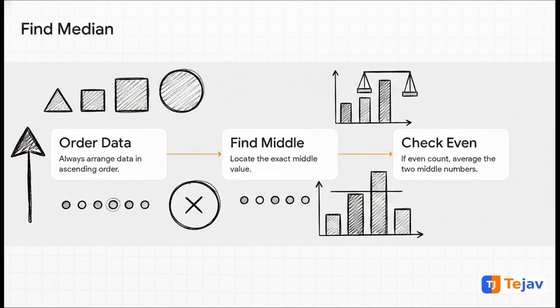If you have an odd number of items, say 5 numbers, your middle value sits perfectly right in the center. But what if you have an even number of items, like 4 numbers? Then you simply take the 2 numbers in the exact middle and find their average. So if your middle numbers are 5 and 7, 5 plus 7 is 12, divided by 2 is 6. Your median is 6. Easy, as long as you sort them first.